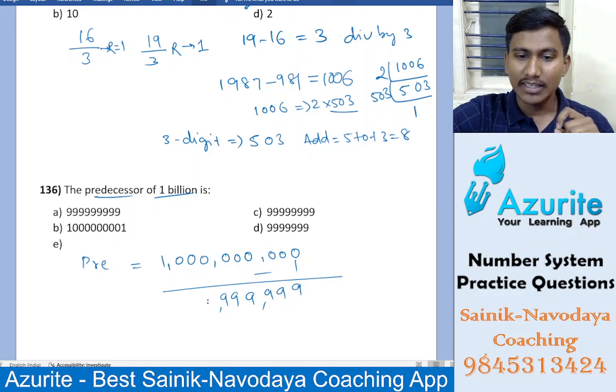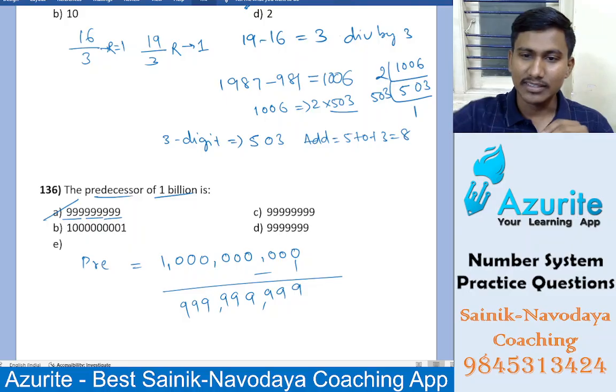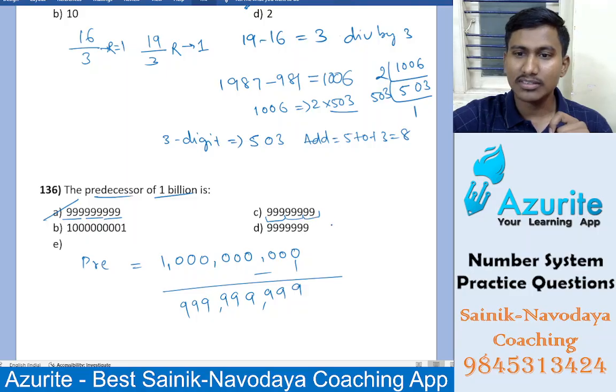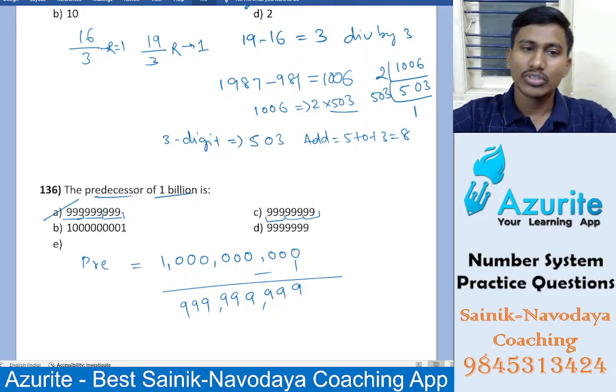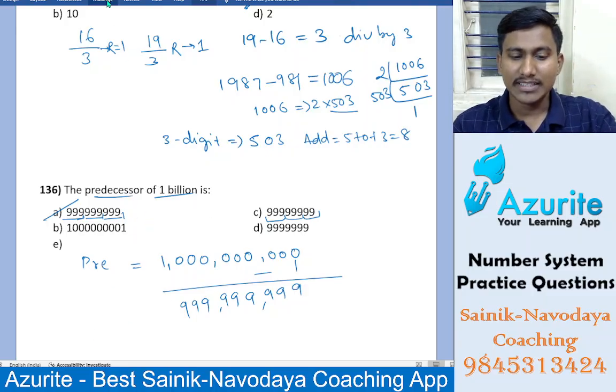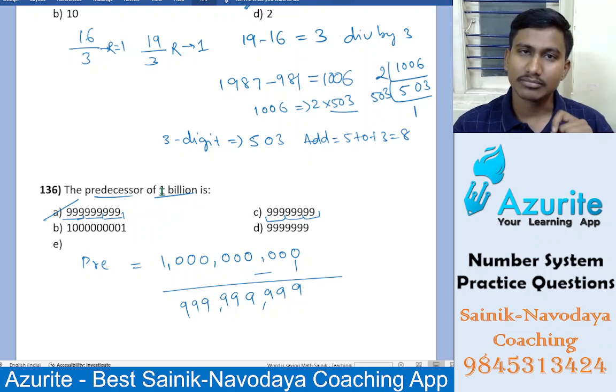That is 999,999,999, right? So which will be the answer option? Let us count here: 3, 3, 3. Yes, answer option A is the answer. If you see option C, there are 3 threes and 6, so it has 8 digits, so not possible. Only option A is possible, okay? That is the predecessor of 1 billion. Predecessor means one number before, so subtract it, okay?